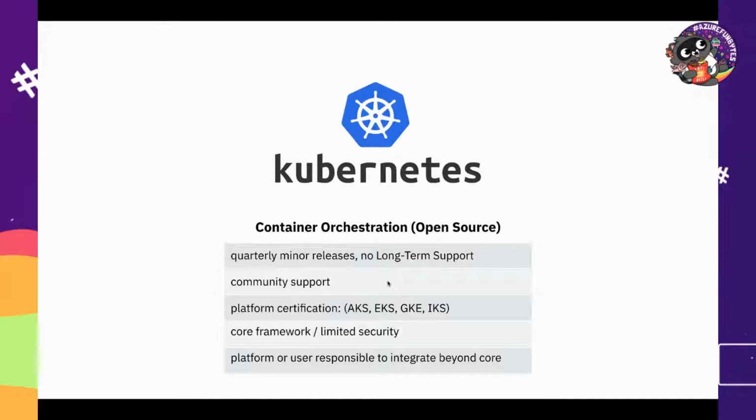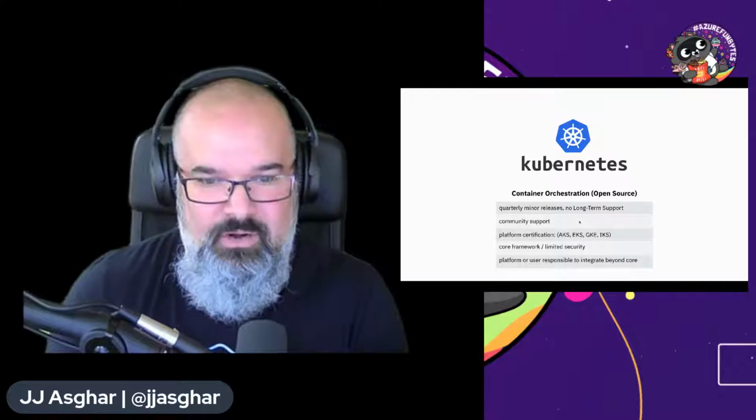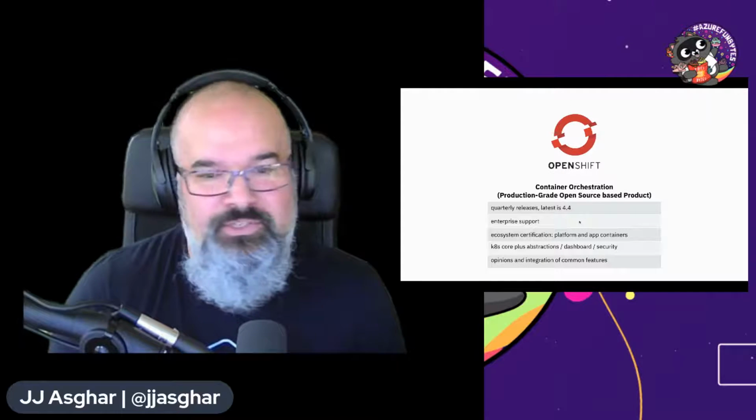Back to the landscape.cncf.io I was showing earlier. That's really important to know because it's confusing and it's hard. And that's where OpenShift comes into play.